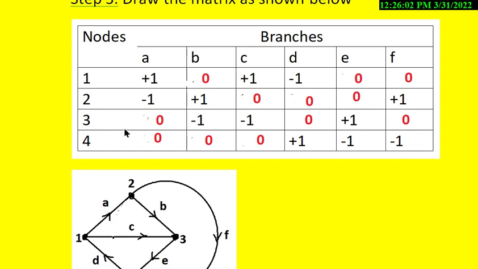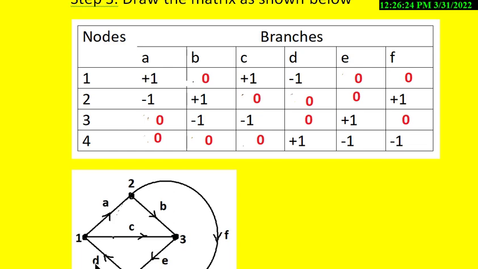Similarly, for node 3, what are the elements disconnected from node 3? This is node 3. Elements disconnected are A, D, F.